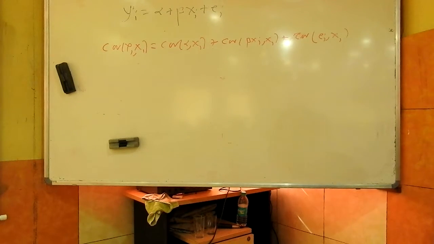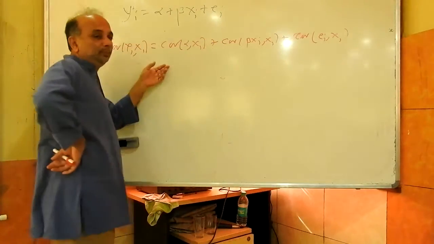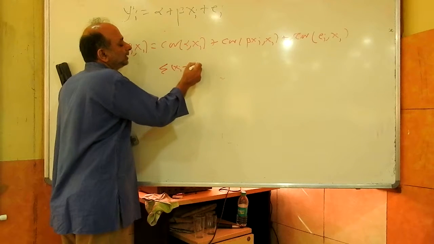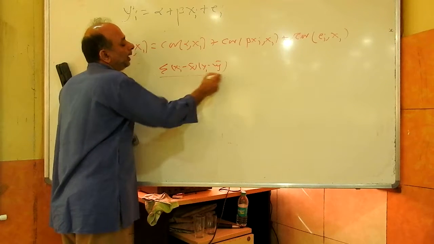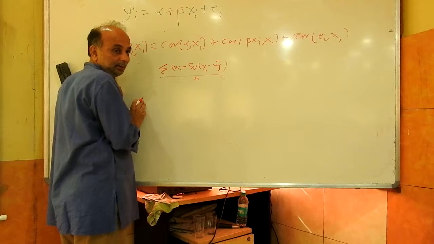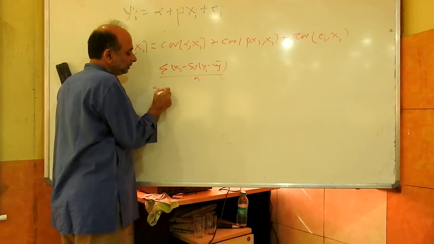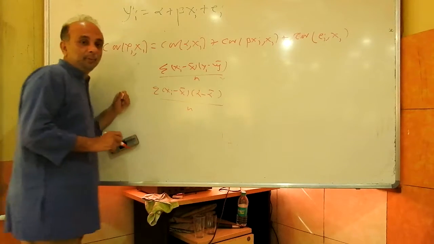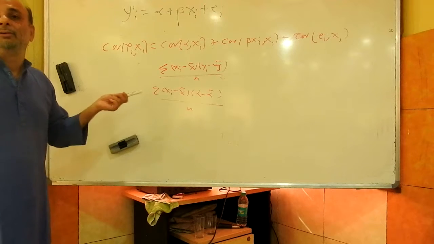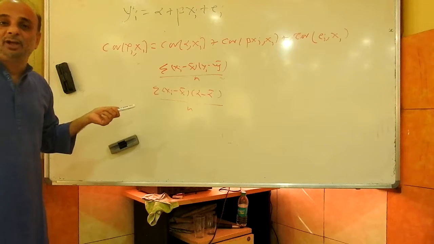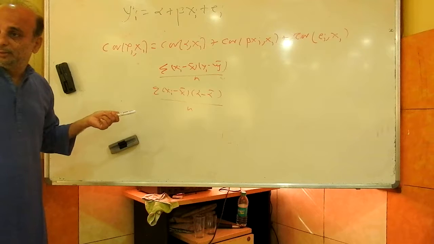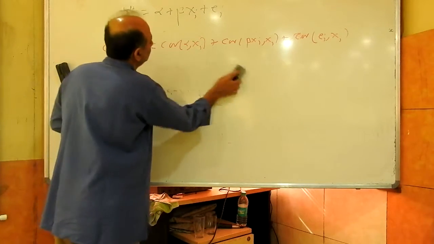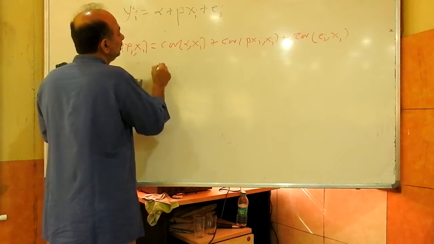If you have to actually formally prove it to me, how will you prove that? Covariance of x and y is summation of xi minus x bar times yi minus y bar, upon n. So covariance of alpha and x will be summation of xi minus x bar times alpha minus alpha bar, upon n. Alpha minus alpha bar will be 0 because all alphas are the same, so alpha bar will be equal to each individual value of alpha. So this is equal to 0.